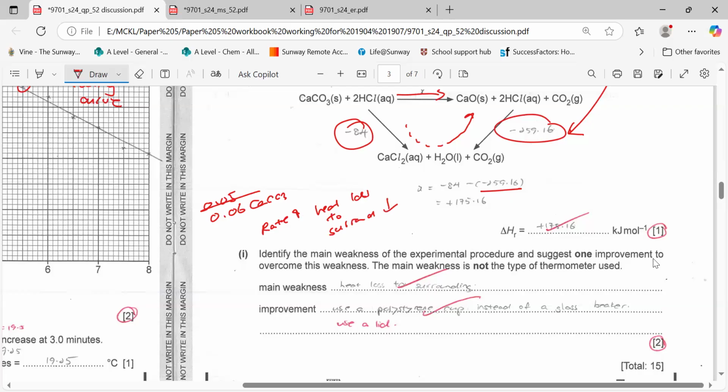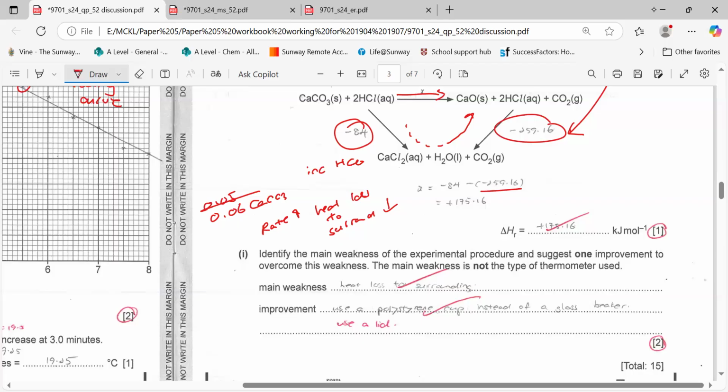Or maybe another suggestion that I can think of, even though it's not in the marking scheme, is can we increase the concentration of the HCl? I don't know what concentration they use. We can check back up there. But whatever they give us, we want to increase the concentration, but still maintain 50 centimetre cube, with a higher concentration. Because with a higher concentration, the rate will be faster. Therefore, heat loss to surrounding is lower.